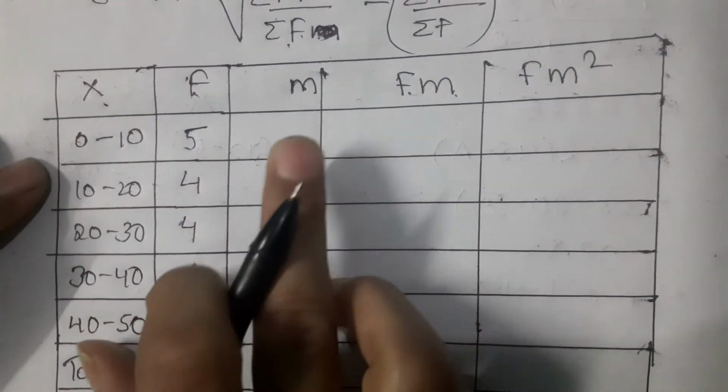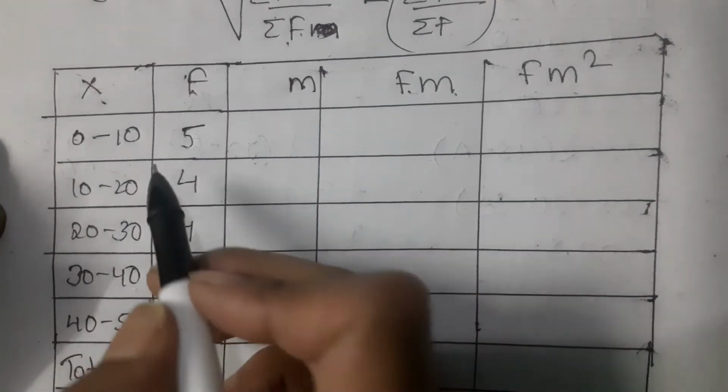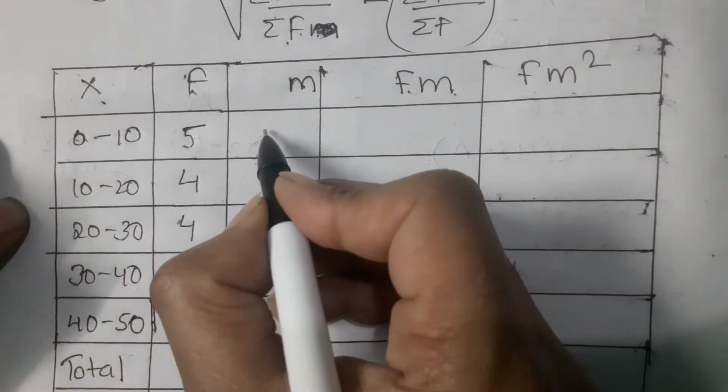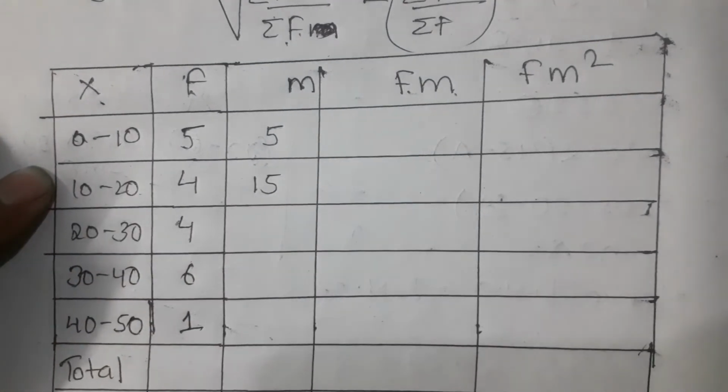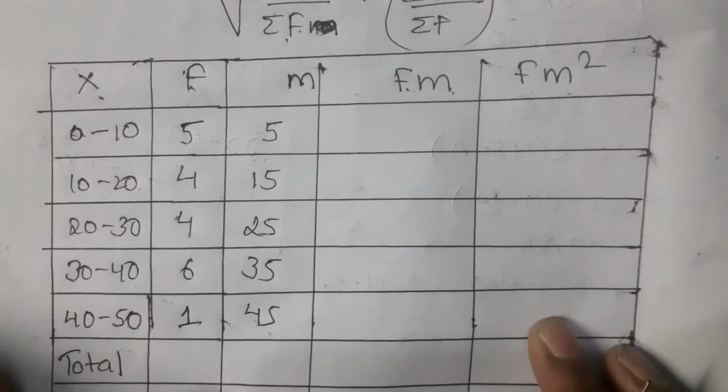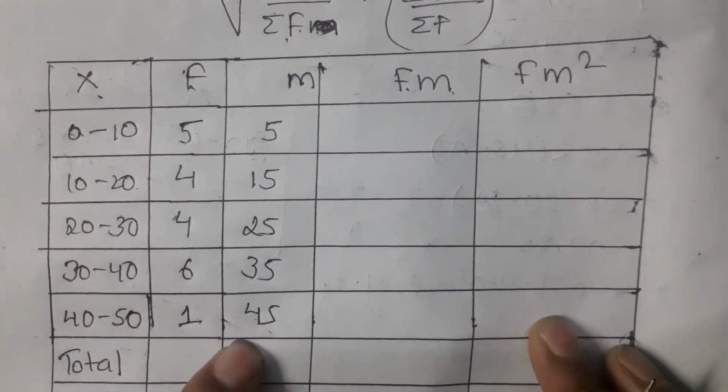After this, m is for the mid value. So what is the mid value between 0 to 10? It's very simple, it's 5. And for 10 to 20, it's 15. In this way, we are ready with the mid values.